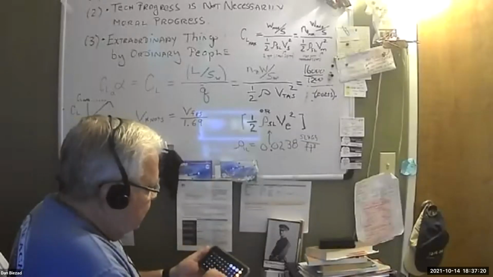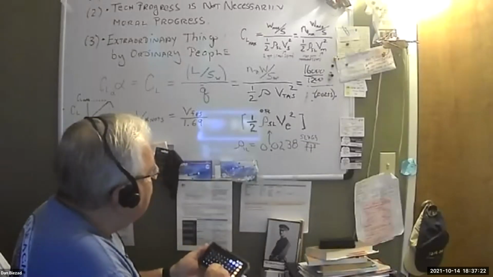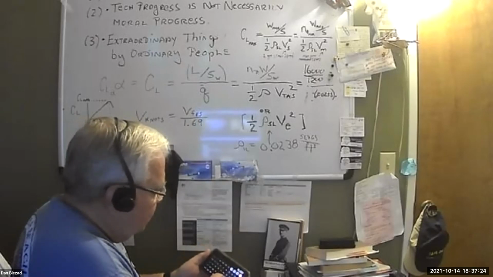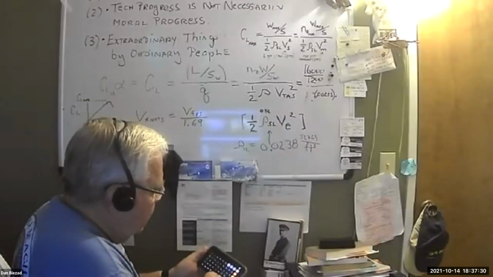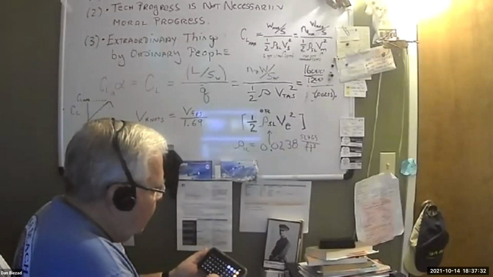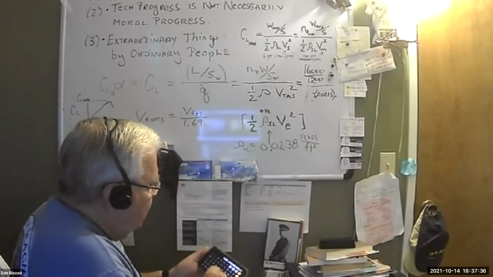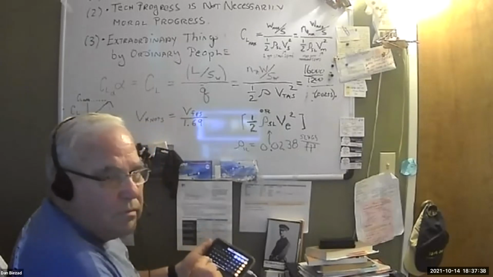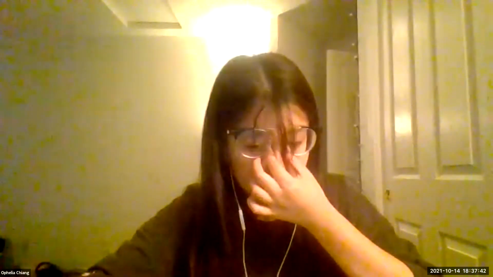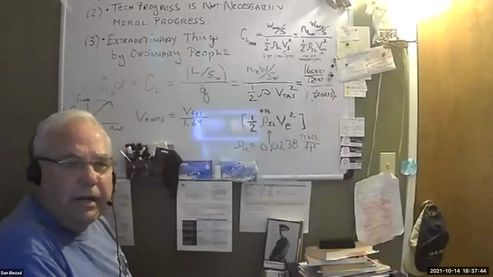Follow me? Yeah. Okay, so let's see. That's 16,000 divided by 1,200, divided by 0.00238. Okay, I get 5,602. And then I square root that. Now I get like 75, and I get 74.8.